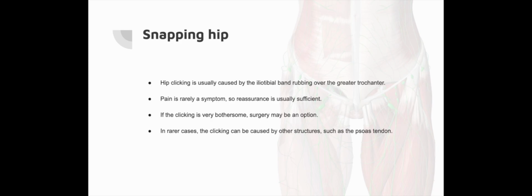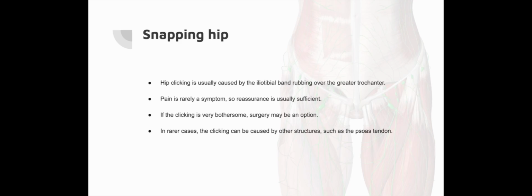Snapping hip. Sometimes a click occurs over the lateral side of the hip. This is usually caused by a somewhat abnormal course of the iliotibial band. During flexion and extension of the hip, such as during walking, the tract jumps from ventral to dorsal over the lateral side of the greater trochanter. This is also palpable on examination.